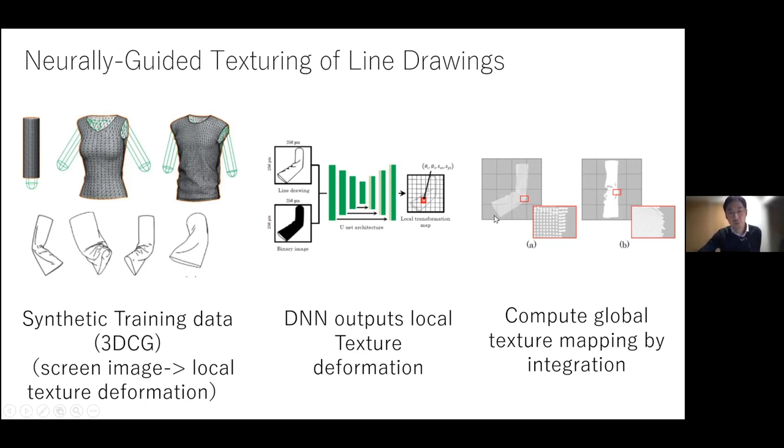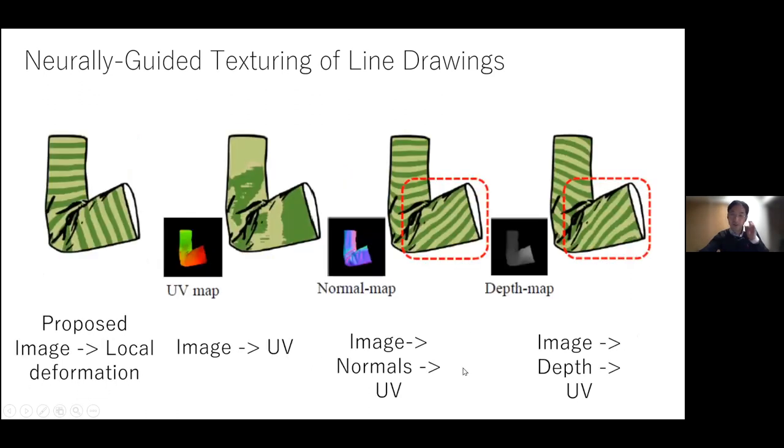So this is the output of the neural network, and it's a lot of local transformations. Then we integrate, stitch together these local results, and you get the UV mapping. So that's the idea. And this is our result.